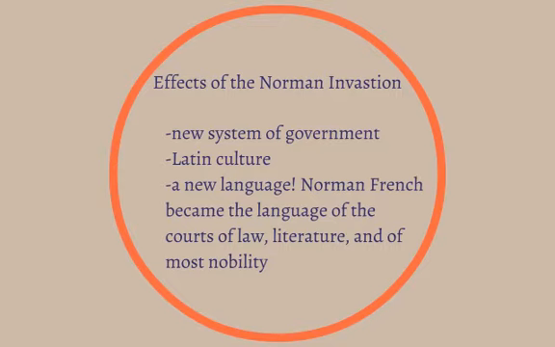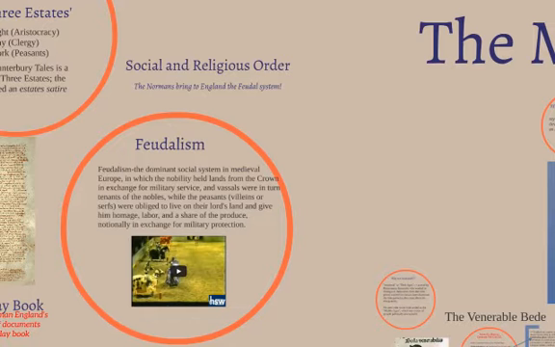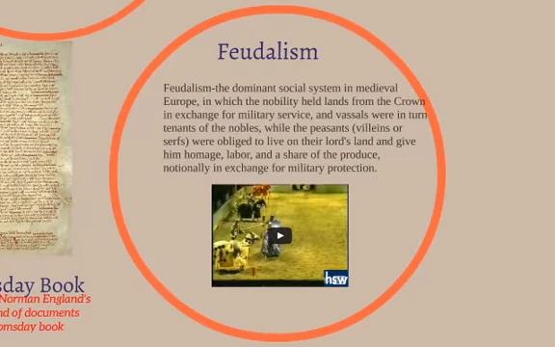So the Normans bring a new political system to England, and it is the feudal system. Feudalism is the dominant social system in medieval Europe, in which the nobility held lands for the crown in exchange for military service, and vassals were in turn tenants of the nobles, while the peasants were obliged to live on their lord's land, give him homage, labor, and a share of the produce in exchange for military protection. So this video will explain the feudal system to you a little more clearly than I might have.